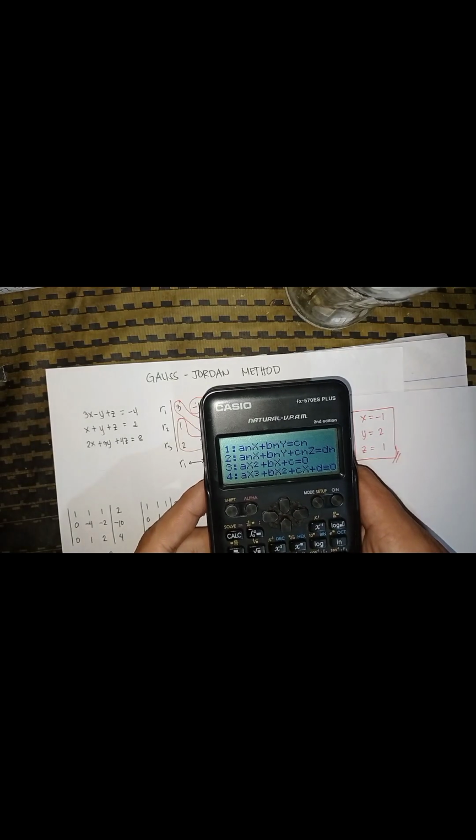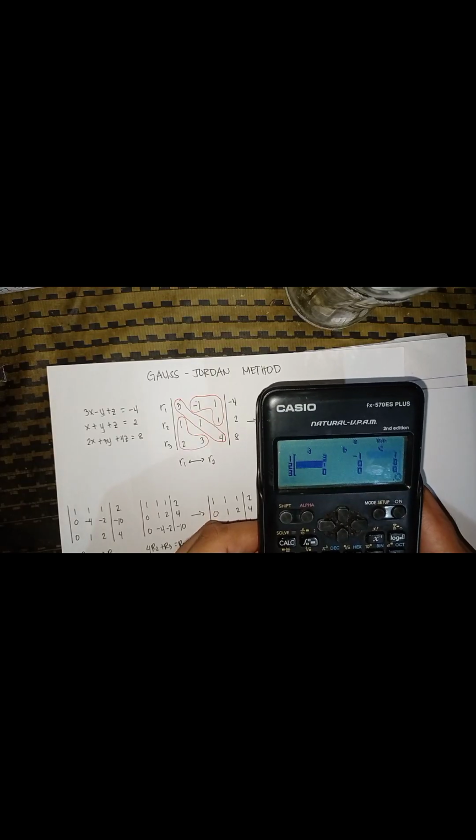Okay, we can check this in our calculator to prove that our answer is correct. So first, we had to go to mode or setup, find the number 5 for Casio FX 570 ES Plus for equation, and choose number 2. Okay, so for our linear equation, first linear equation is 3x. This will be 3, negative 1, 1, and negative 4. Second linear equation is 1, 1, 1, and 2. And the last is 2, 3, 4, and 8.